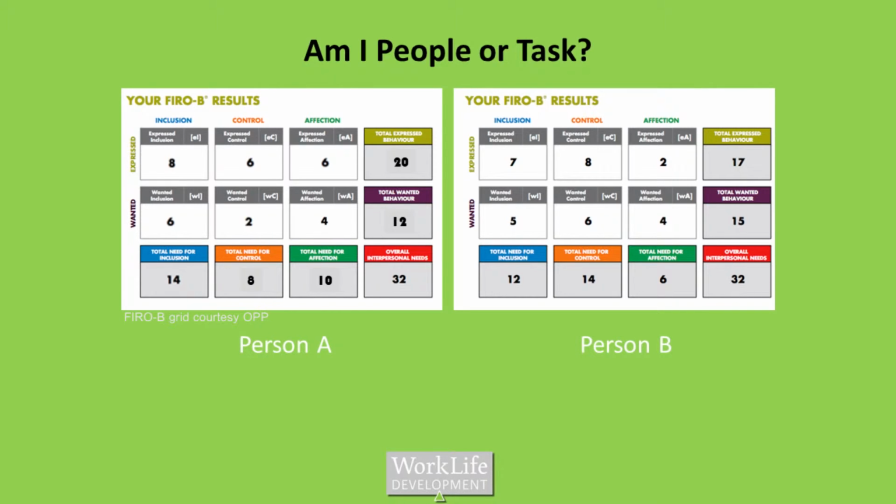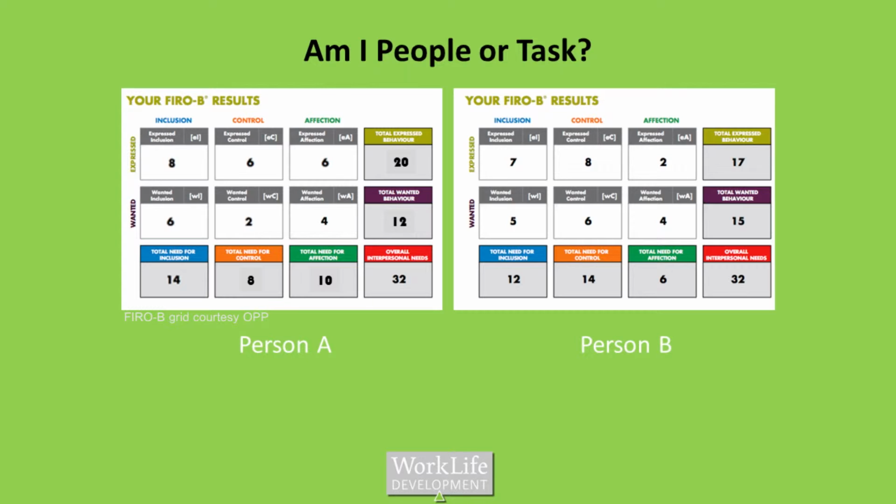Am I people or am I task? Well, it depends on whether you prioritise the people or the task in any scenario. What you see on the screen is two FIRO-B results grids. The FIRO-B is an excellent tool for telling us if someone is people or task focused, as it details people's interpersonal needs in the people and task areas. Now, control is a task measure, whereas inclusion and affection are people measures.